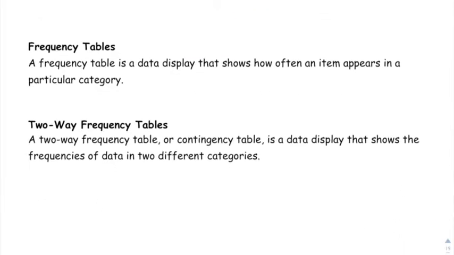Okay. Now you also have a frequency table. This is getting more into the statistics realm, but a frequency table is a data display that shows how often an item appears in a particular category. And also you have two-way frequency tables. A two-way frequency table, or contingency table, is a data display that shows the frequencies of data in 2 different categories.